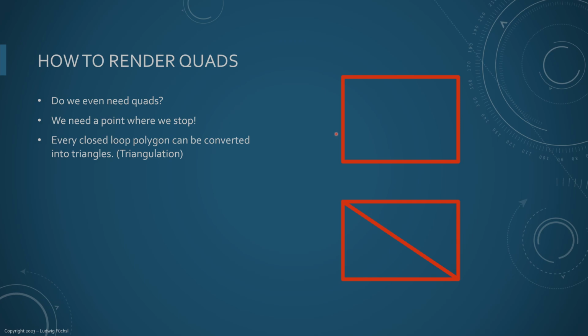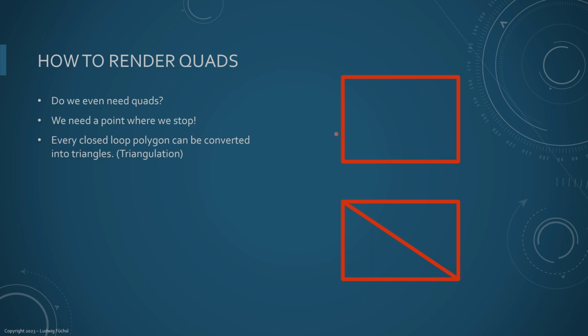And if you have a big character, you know how many orders of polygons there might be inside of that character to actually render it. Maybe order 16 or something like that. However, this is not required. We do not need hardware to handle that high an order because every closed loop polygon can be converted into triangles.